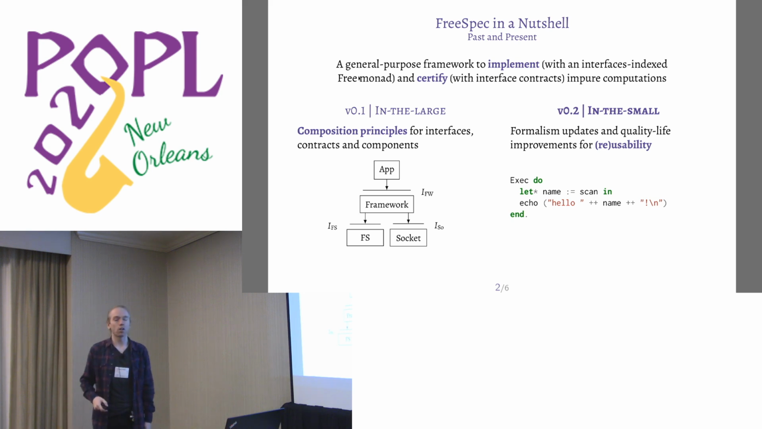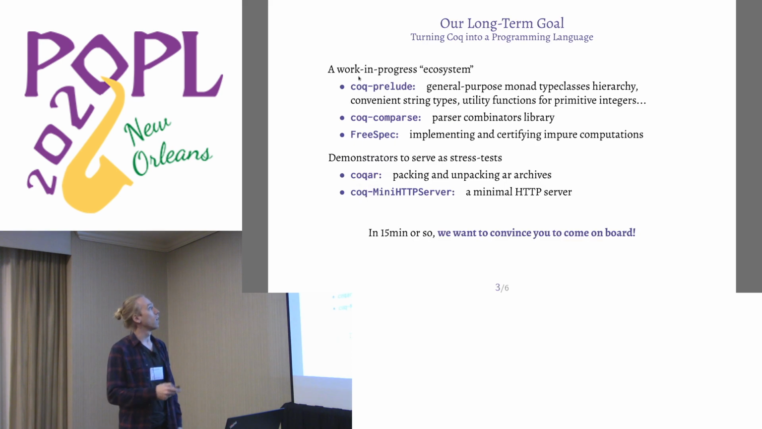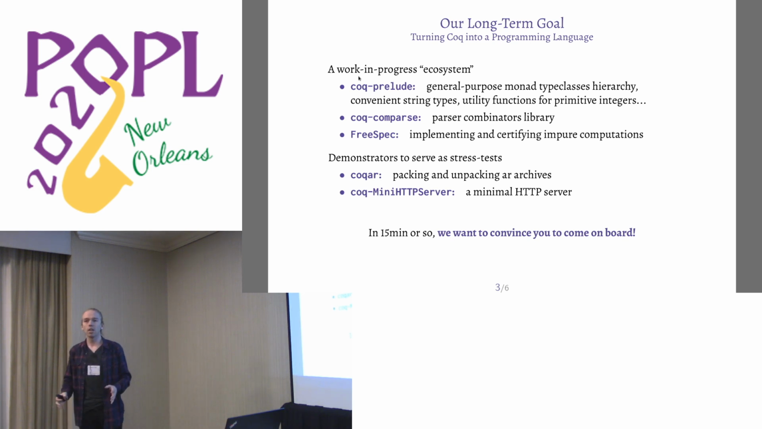In the second version of FreeSpec, on the contrary, we really want to make the formalism easy to use to do the actual proof. So we have made several updates in the formalism and implemented several quality of life improvements, like proof engineering work, for the framework to be easier to use and the proofs that you write easier to reuse in different contexts. This is part of a more long-term goal, which is the idea that you can use Coq as a general functional programming language, like you can do with Haskell or something like that.